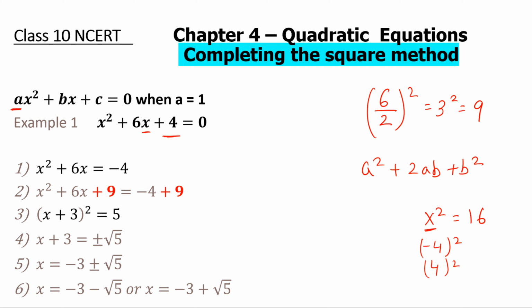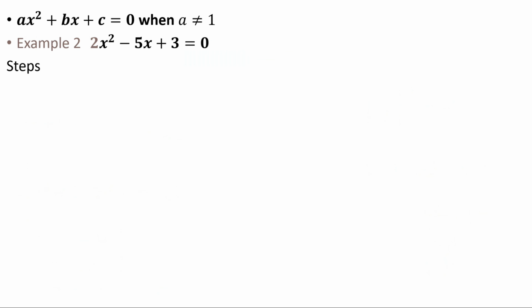Okay. Now let's see the next example. 2x squared minus 5x plus 3 equals 0. Here a is not equal to 1. The coefficient of x squared is not 1. So first we're going to eliminate that.